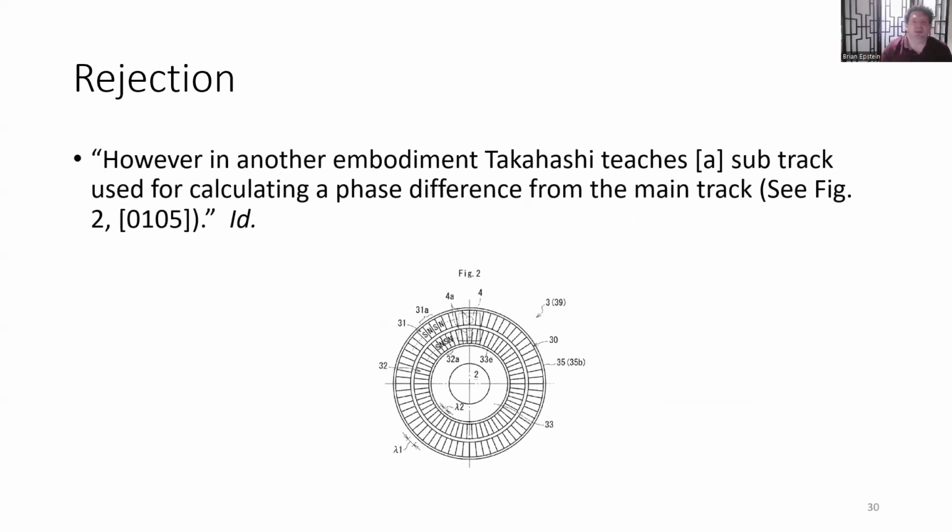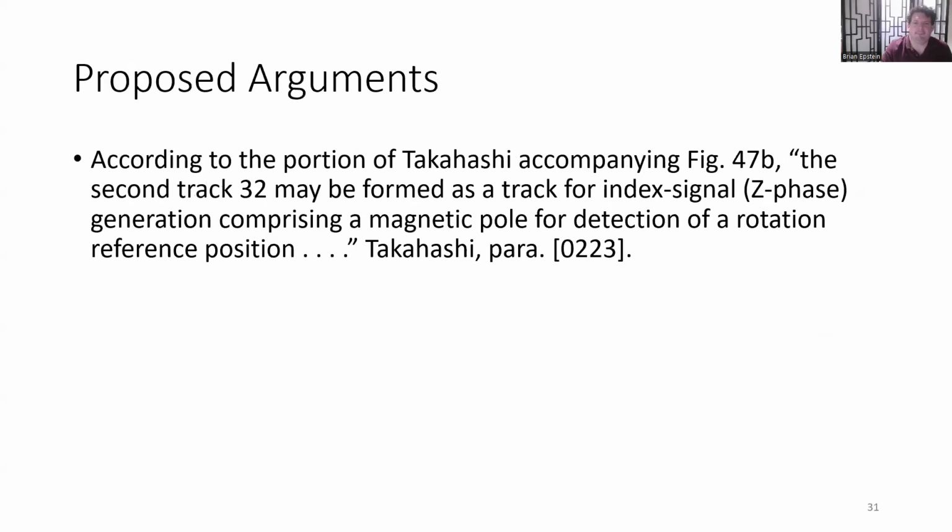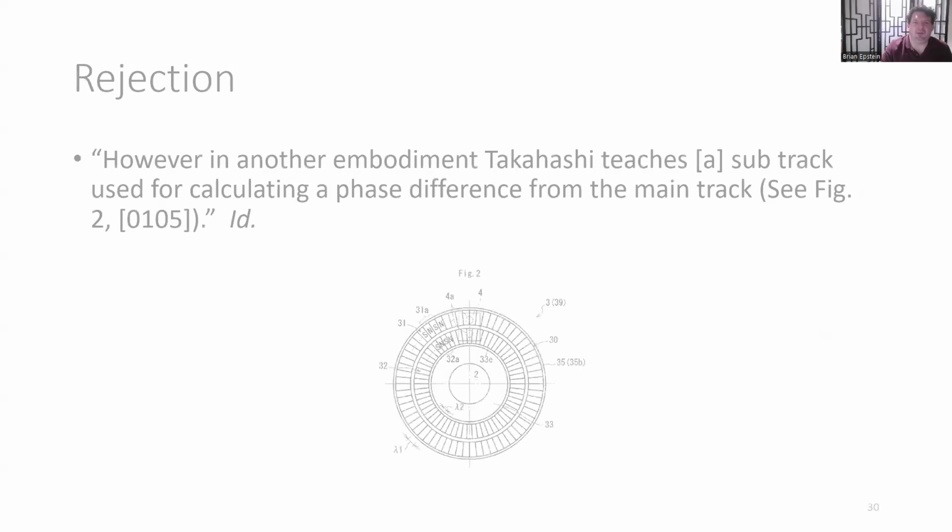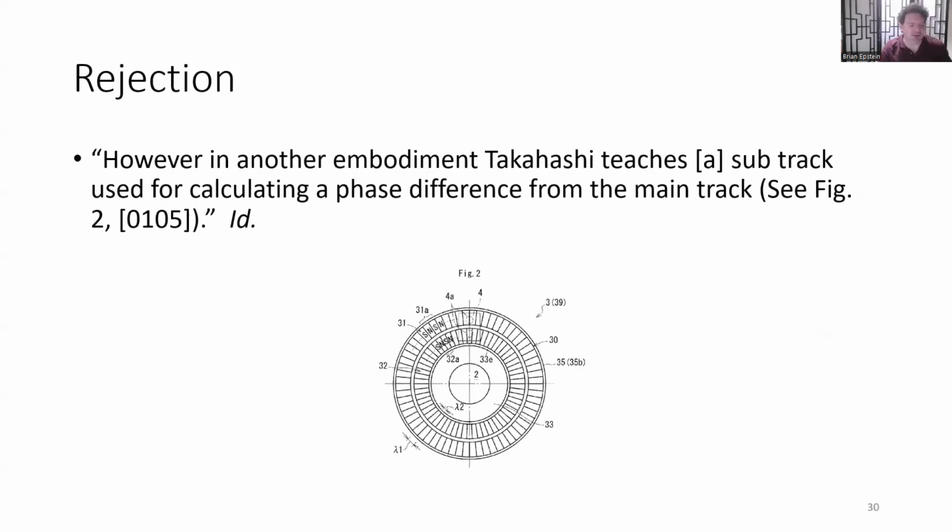And then he says that in another embodiment, Takahashi teaches a subtrack used for calculating a phase difference from the main track. Okay, now he's looking at figure 2. And so here, I want to make the point that these citations are good for what he's relying on them for. The issue is that the reference doesn't teach the combination. And even if it did, it wouldn't be combined the way he's proposing. But the individual reliance is good.